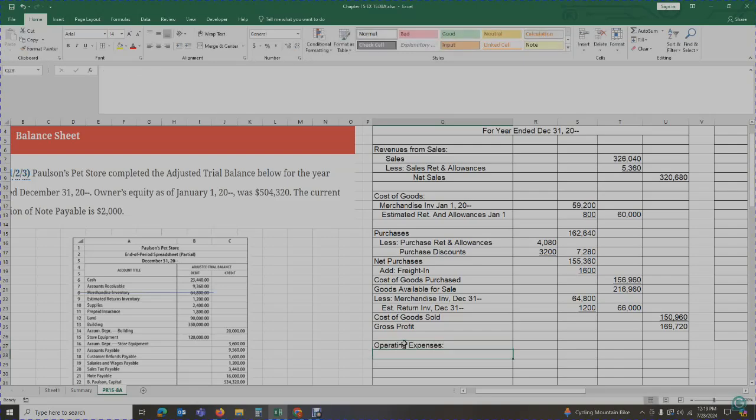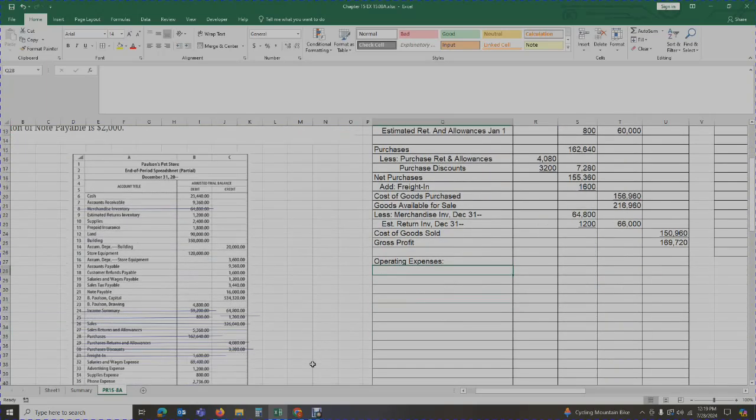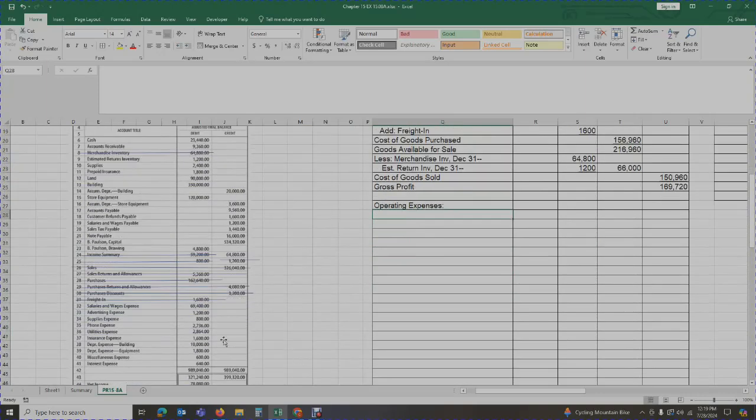Okay, because in order for you to run a business, you're going to have operating expenses. So for the operating expenses, we're going to go down to our bottom section and bring in all of our expense accounts. That is from line number 32. We're going to be working with the information from that point going down. We're going to start off with salaries and wages expense.